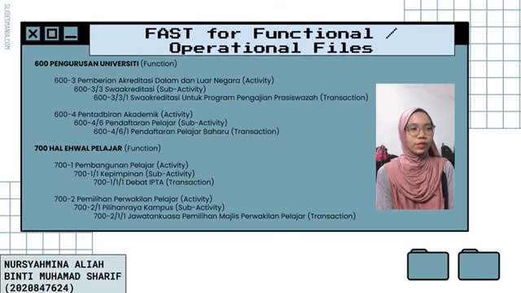And then we have the second function, which is 700 hal ehwal pelajar. 700-1 for pembangunan pelajar for the activity, 700-1/1 kepimpinan sub-activity, 700-1/1/1 debat IPTA for the transaction. And the second activity is 700-2 pemilihan perwakilan pelajar, 700-2/1 pilihan raya kampus sub-activity, 700-2/1/1 jawatankuasa pemilihan majlis perwakilan pelajar for the file.